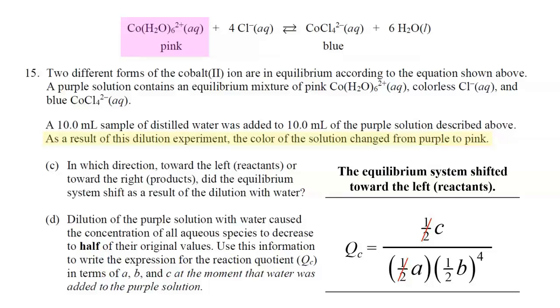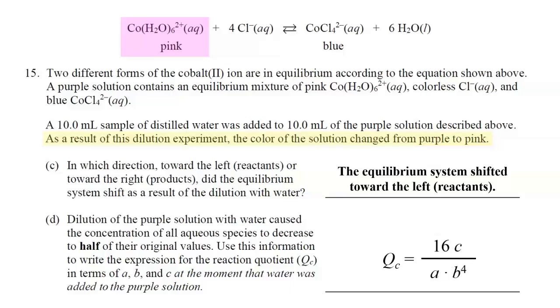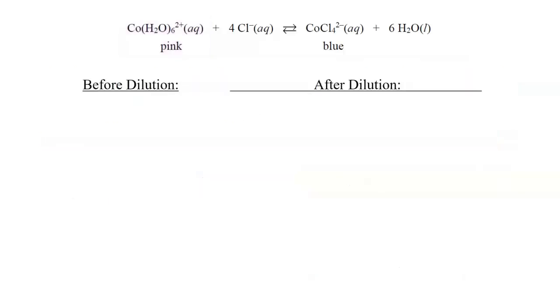So when I do some math here to realize that 1/2 raised to the fourth power would be 1/2 times 1/2 times 1/2 times 1/2, that's 1/16. My expression becomes C divided by the product of A times 1/16 B to the fourth power. Now when you divide by 1/16, that is the same as multiplying by 16. So take a look at this expression. Qc equals 16 times C divided by the product of A times B to the fourth power. So let me go ahead and summarize what happened.